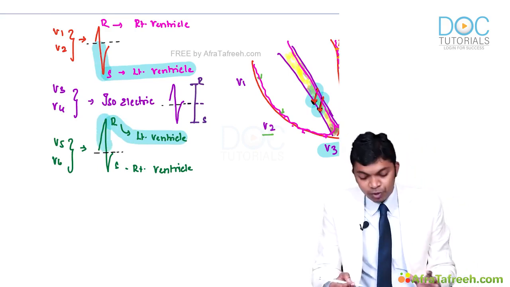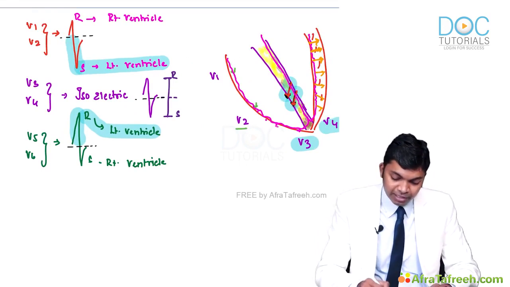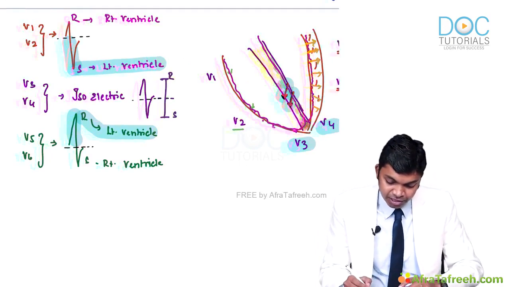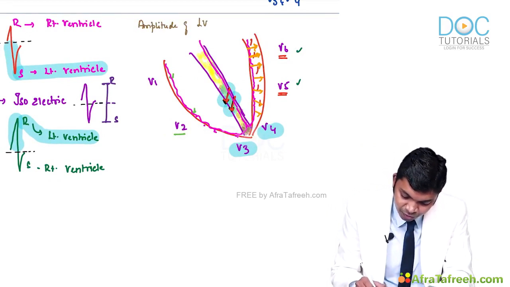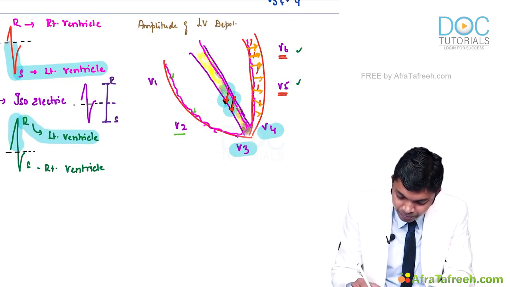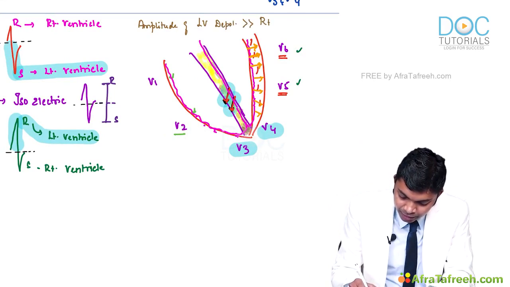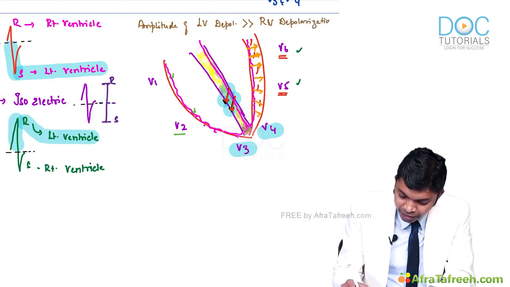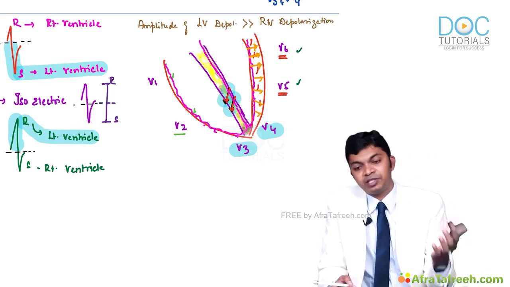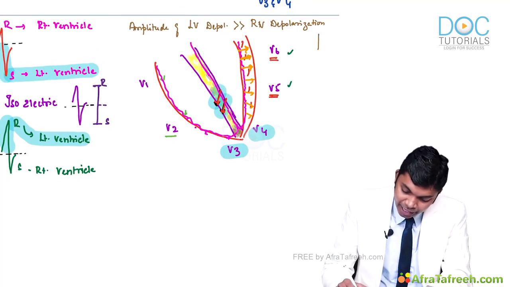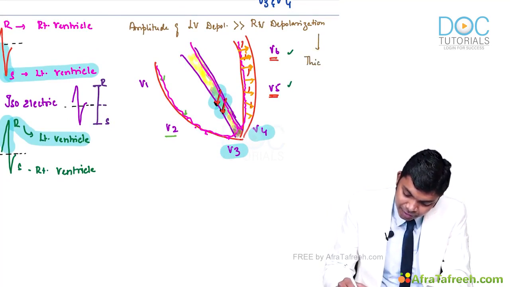Such a good amplitude of left ventricular depolarization, right? This is the PG entrance question. Amplitude of left ventricular depolarization is greater than right ventricular depolarization, and the reason is thickened or increased presence of muscle mass.